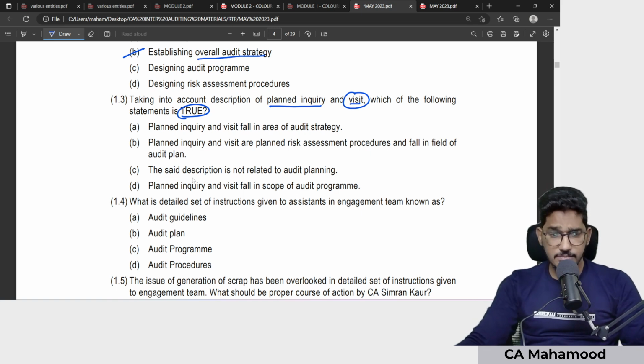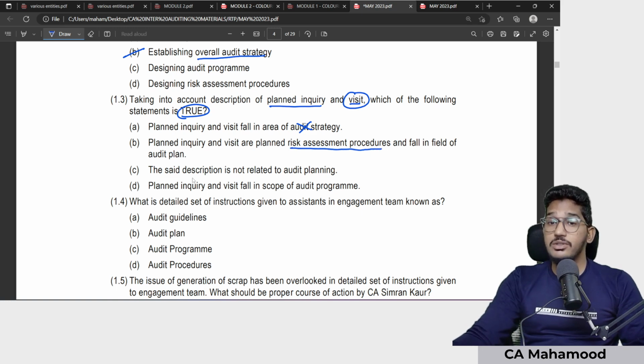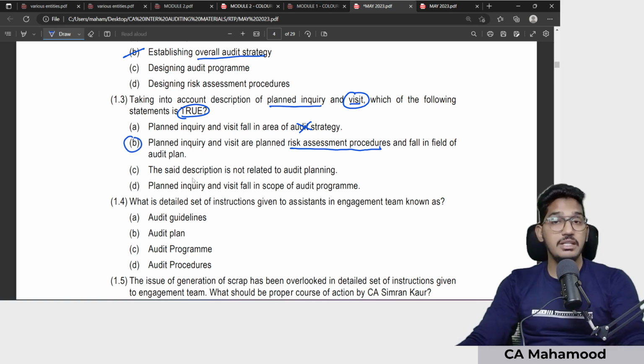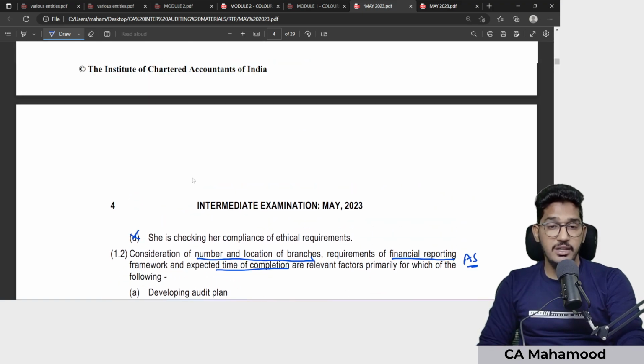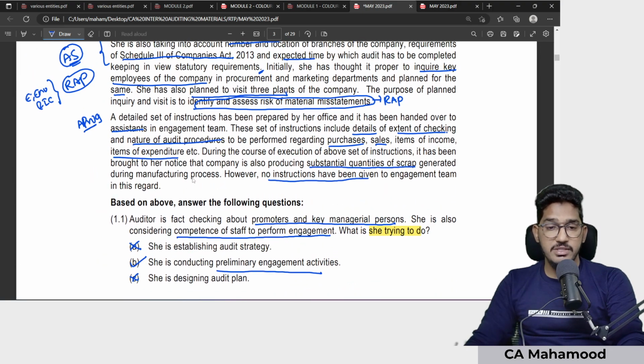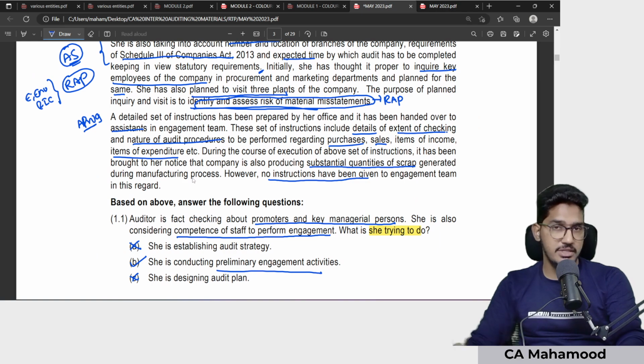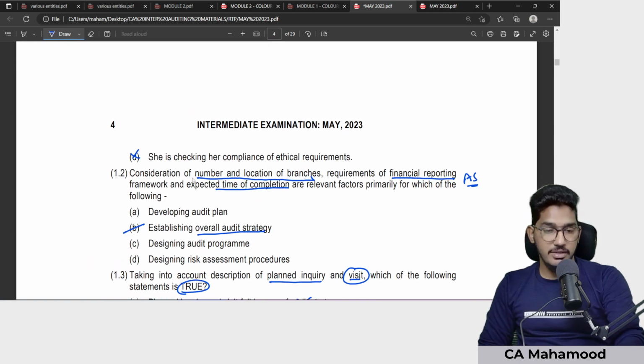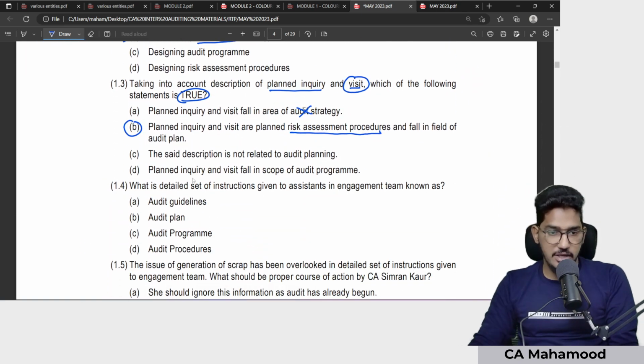Let us see. Planned inquiry and visit fall in the area of audit strategy. No, that doesn't fall in audit strategy. Planned inquiry and visit are planned as risk assessment procedure and fall in the audit plan. Do you agree with that? Yes. Why? Because when we do the inquiry, when we visit the premises, and even in the question they have clearly told that she is planning and visiting to identify and assess risk of material misstatement. So that will form part of what? Risk assessment procedures. So option B is the correct option.